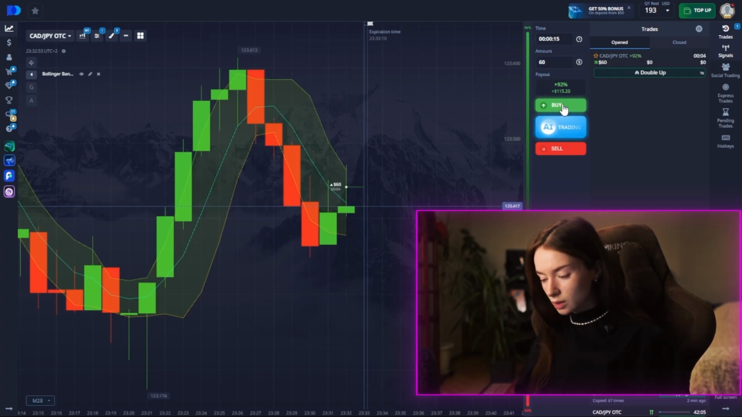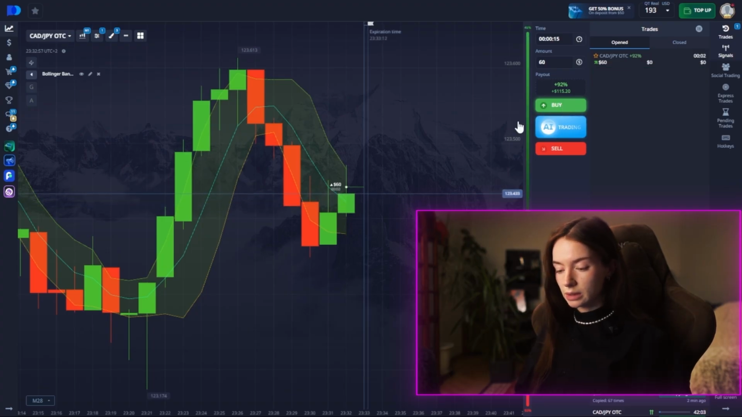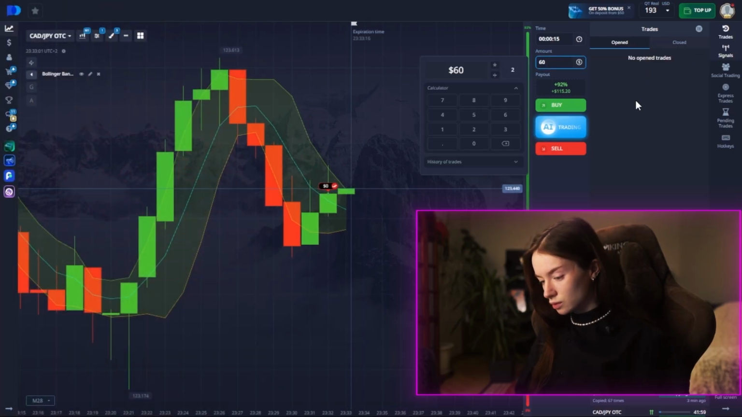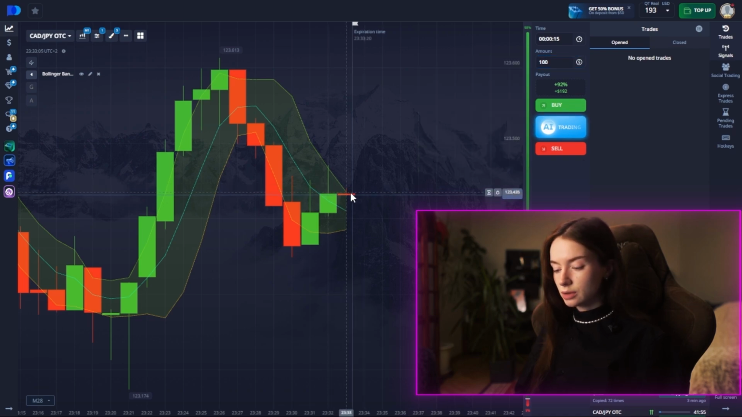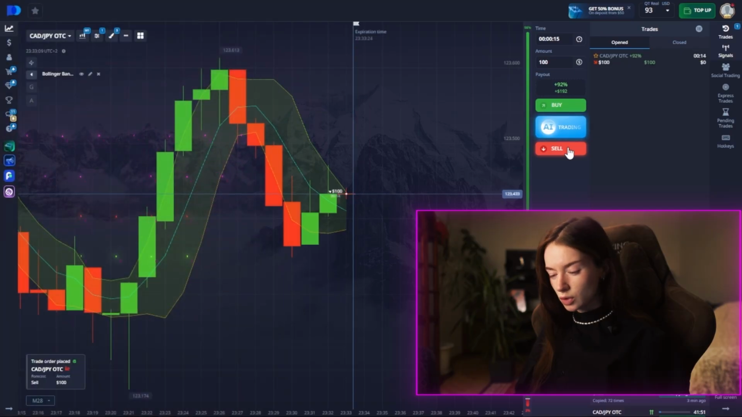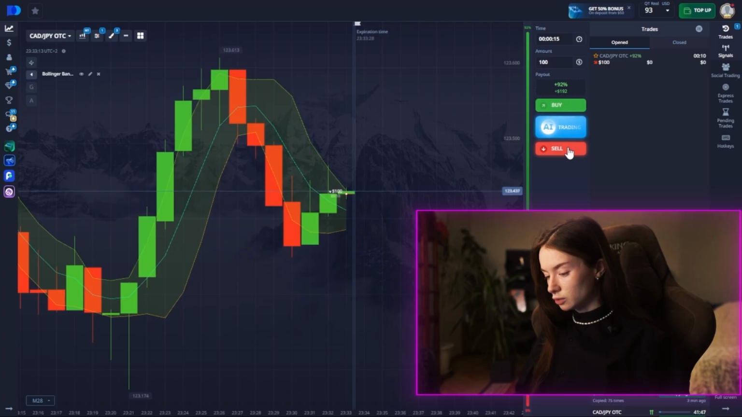But I think it will break through now. It didn't, no problem. We choose $100. Now it's touching the upper band and a downward move is possible. We watch for a bearish candle. It's confirmed and moving down well.